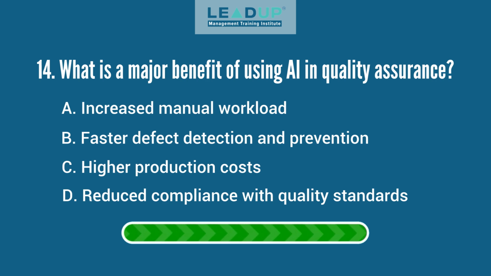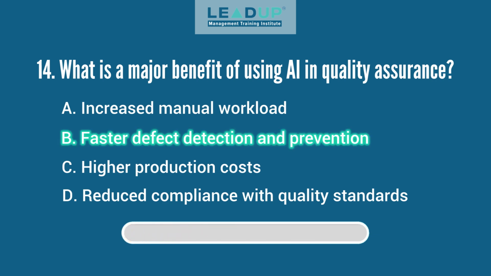Question 14. What is a major benefit of using AI in quality assurance? A. Increased manual workload. B. Faster defect detection and prevention. C. Higher production costs. And D. Reduced compliance with quality standards. The answer is faster defect detection and prevention.